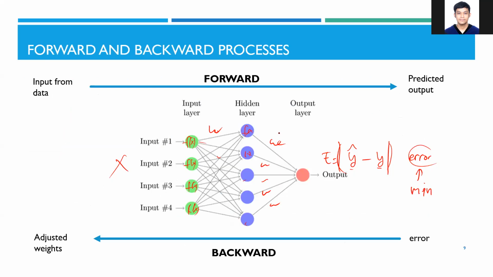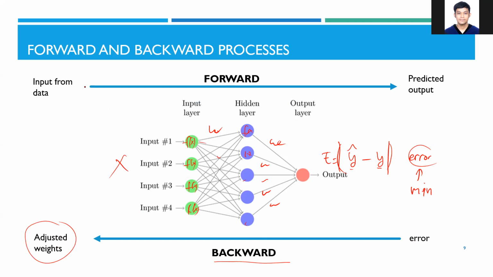Okay, so how to determine the optimal weight? We do it using the backward process. The backward process is basically, the objective is to minimize the error here by adjusting the weights. So backward, basically we do a weight adjustment, so for the next iteration, the error will decrease.